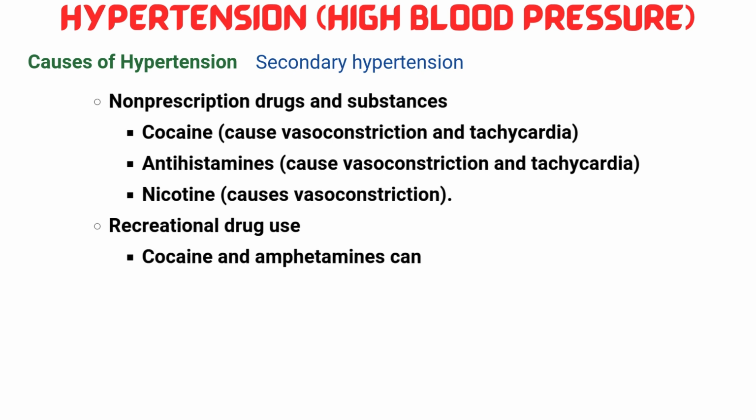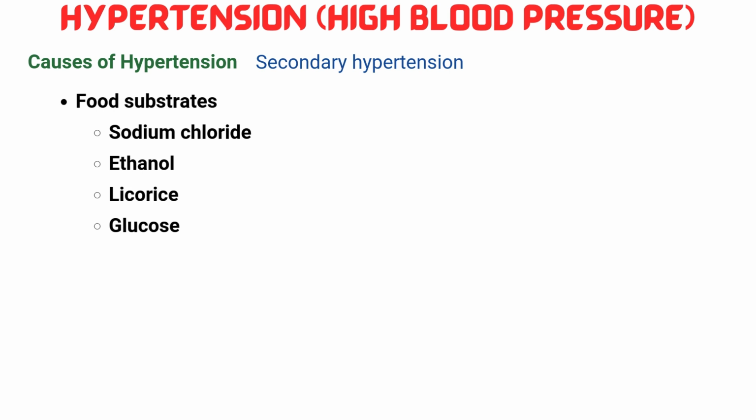Recreational drug use, including amphetamines and cocaine, can raise blood pressure. Food substrates such as sodium chloride, ethanol, licorice, and glucose can all cause increased fluid retention and thus cause hypertension. Around 1 in 10 women develop high blood pressure during pregnancy.